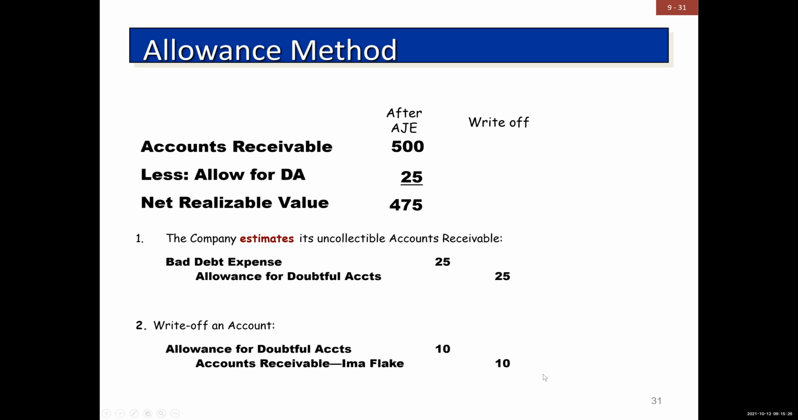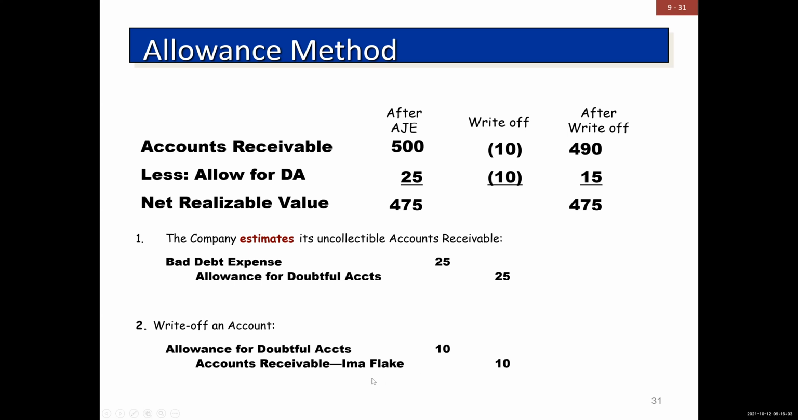When we write off, we're going to be debiting allowance for doubtful accounts. So notice that that's going to reduce the amount of the allowance. That's good. And of course, we're reducing our accounts receivable by credit. So that's going to reduce our receivable. So what's the net effect after the write-off? What's going to be our net realizable value? It's the same. Well, you say, how could that be?